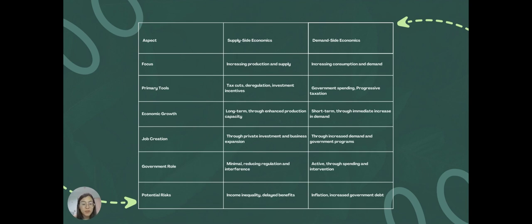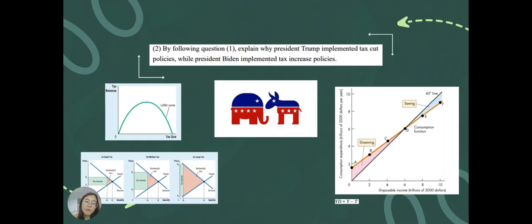For the next question, following question one, explain why President Trump implemented tax cut policies while President Biden implemented tax increase policies. Well, Trump's approach aligns with the supply side economics.